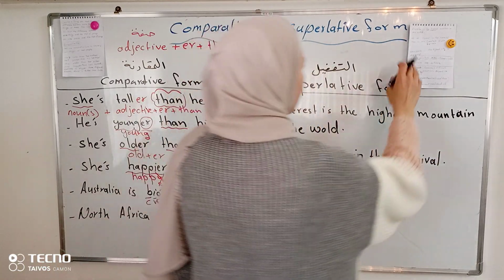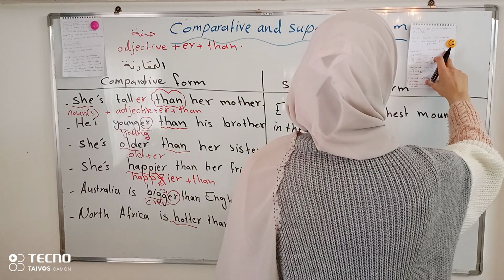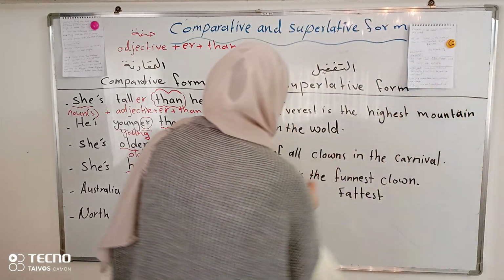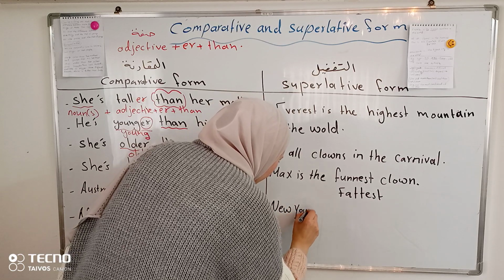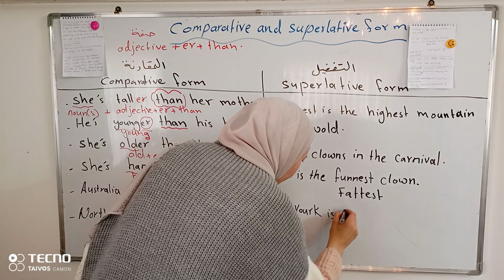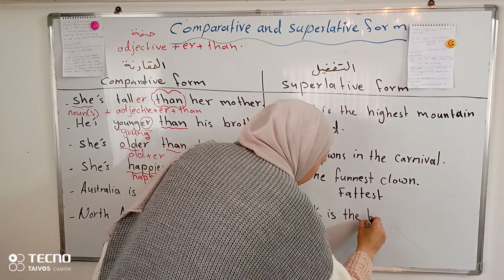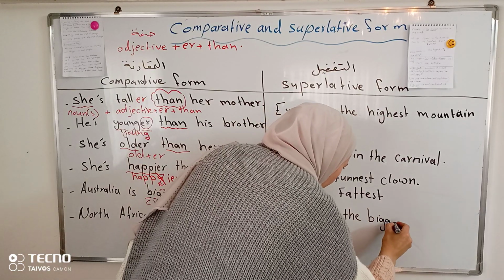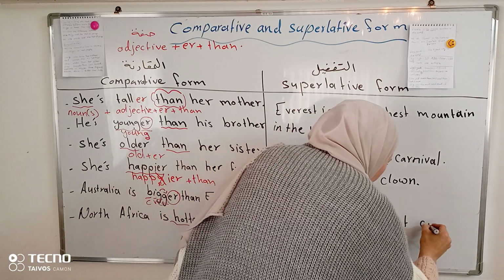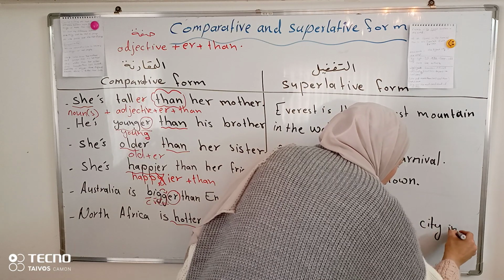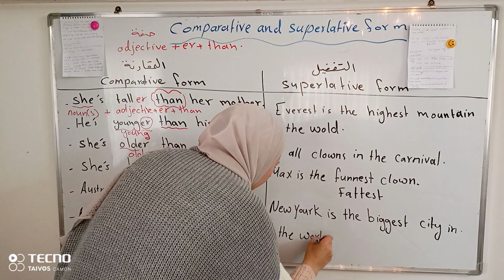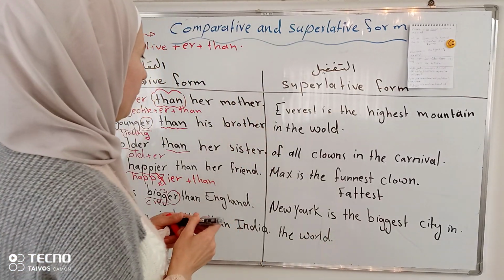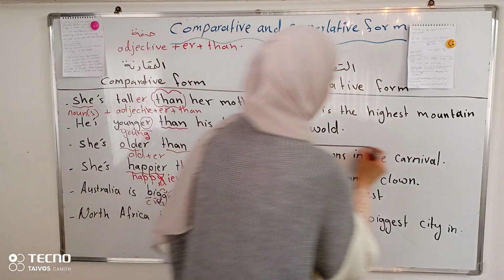تمام. Final example: New York is the biggest city in the world. تمام. نفصل بيناتهم خلاص.